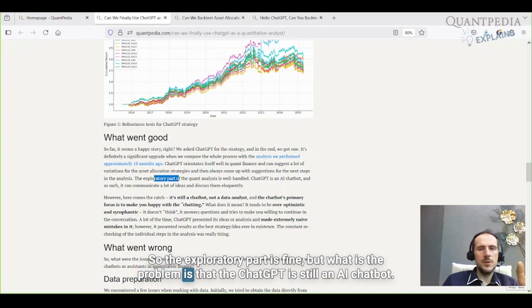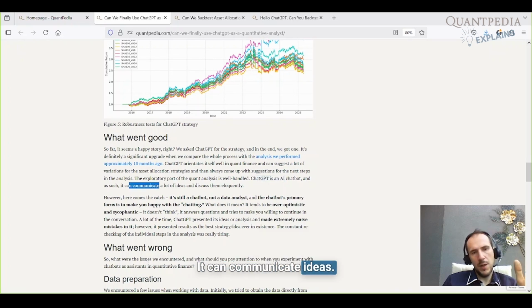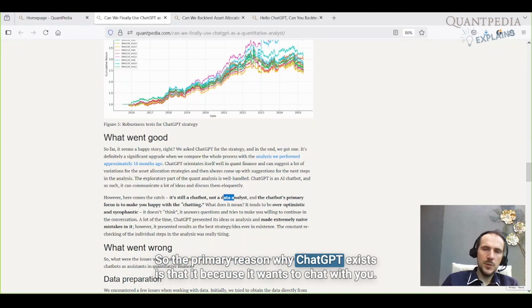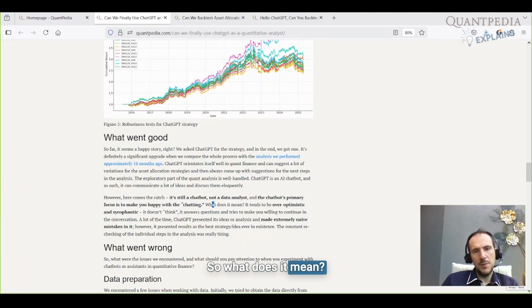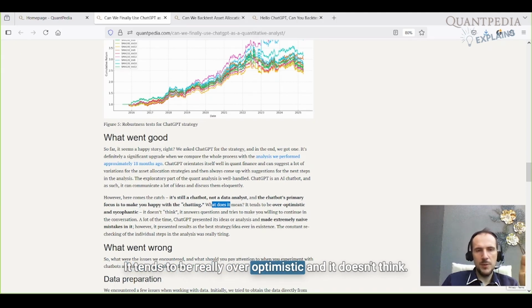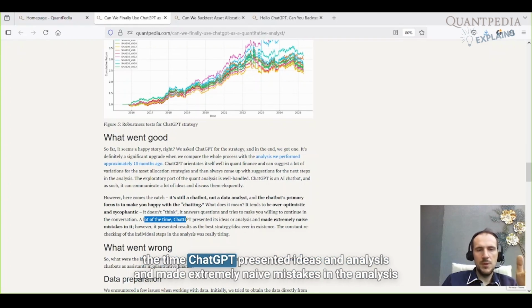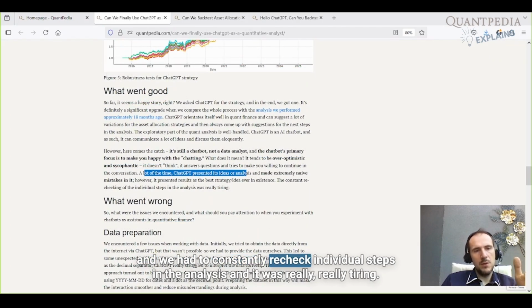But the problem is that ChatGPT is still an AI chatbot. It can communicate ideas and discuss eloquently because this is what it's trained for, to discuss, but it's not a data analyst. The primary reason why ChatGPT exists is because it wants to chat with you, so it wants to make you happy with the chatting. So what does it mean? It tends to be really over-optimistic and it doesn't think. It answers questions, it tries to make you willing to continue in the conversation, but a lot of the time ChatGPT presented ideas and analysis and made extremely naive mistakes in the analysis. And we had to constantly recheck individual steps in the analysis, and it was really tiring.